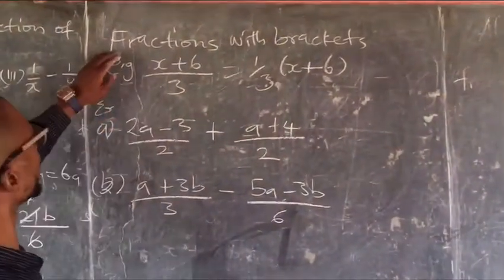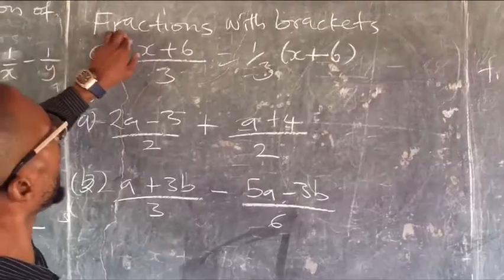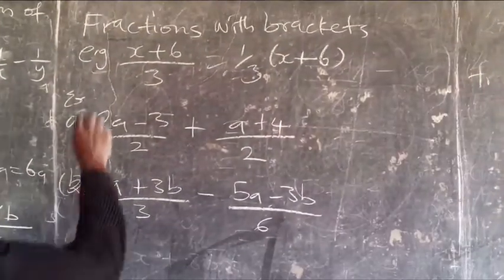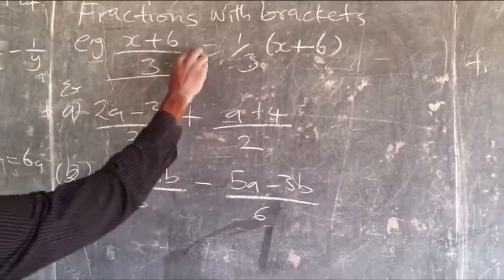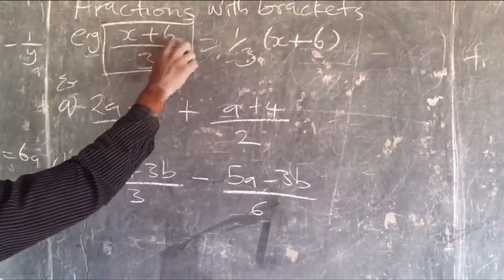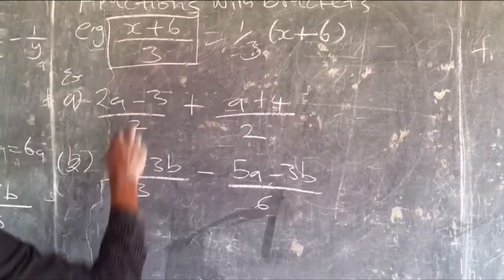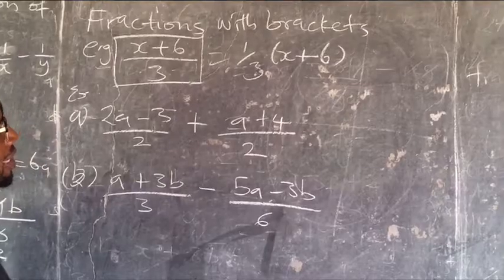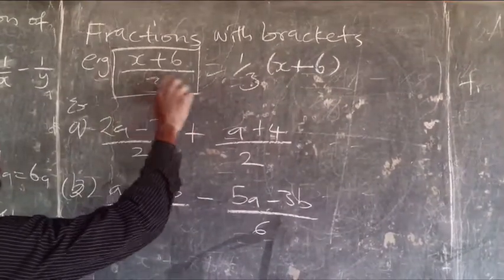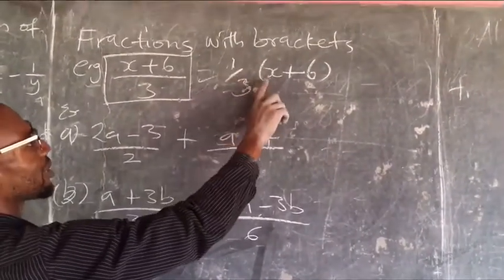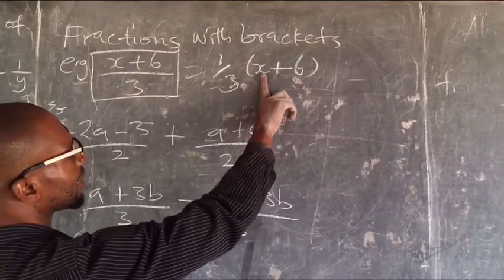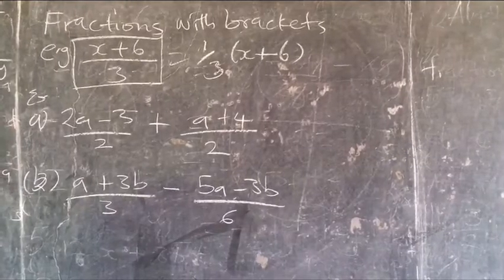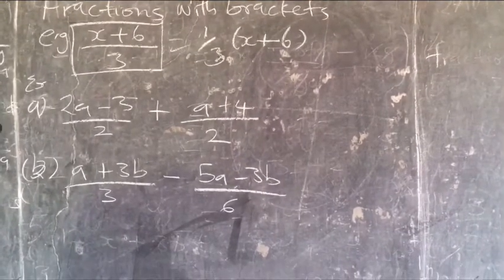Now, we want to do fractions with brackets. Example of fraction with bracket, something like this. I get x minus 6 over 3, like the answer we got for our previous example. So another way we would express this is 1 over 3 times x times bracket x plus 6. So we want to learn how to operate them in addition and subtraction.